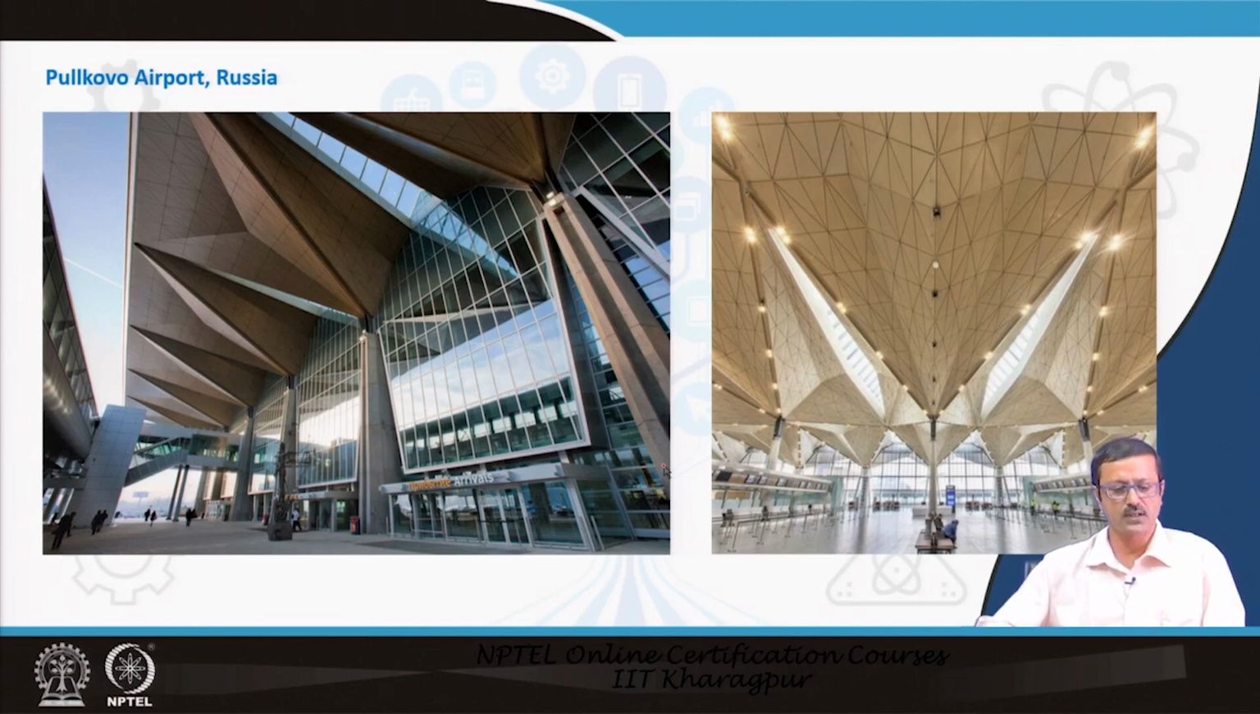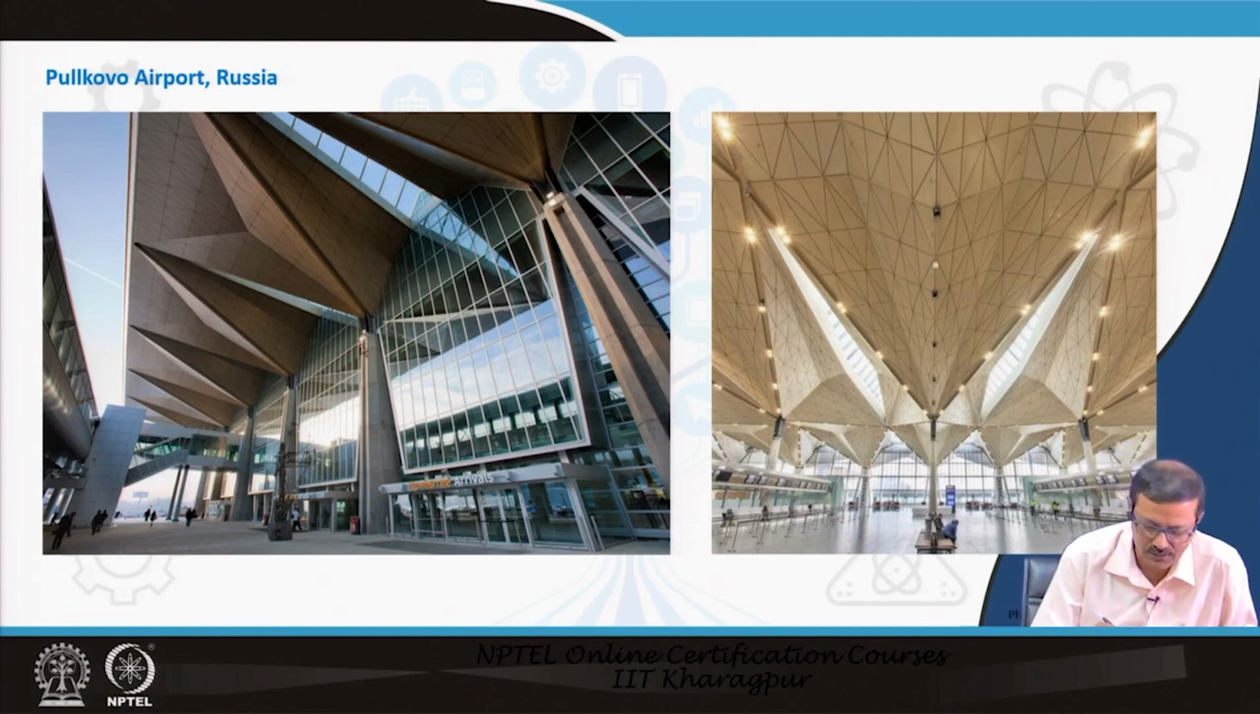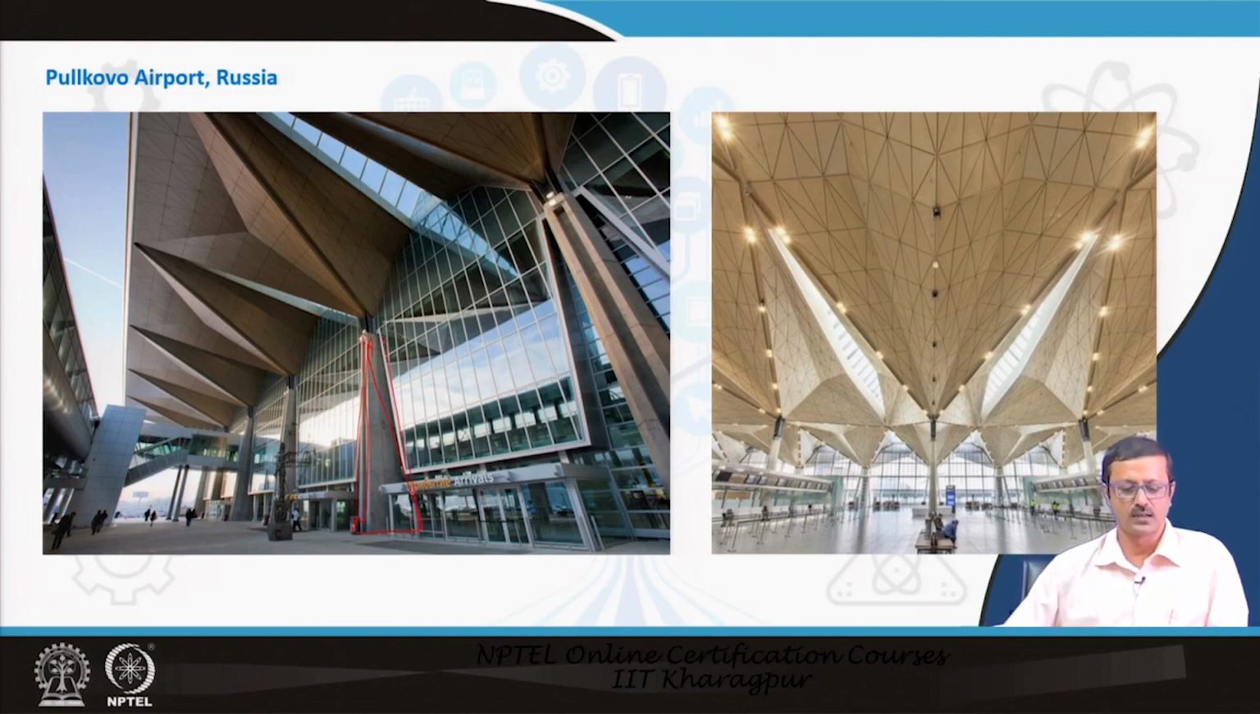There are some airports, as I told you, where there are also folded plate applications. This is one of the airports from Russia, where very huge mega columns with wide cross sections support the folded plate, and the folded plate acts as a roof structure also.